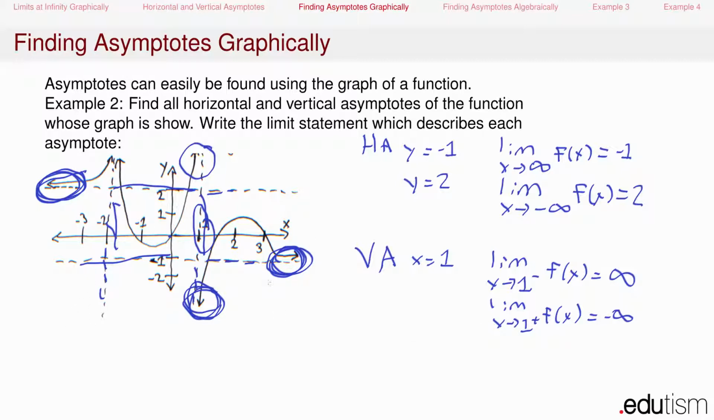Now there is a second vertical asymptote. This vertical asymptote's at x equals -2. In that situation, the graph approaches the asymptote here, both from the right and also from the left. As the x coordinates get closer and closer to -2, the y coordinates go up to infinity. So rather than writing two separate limits there, we can write one two-sided limit: the limit as x goes to -2 of f of x equals positive infinity.